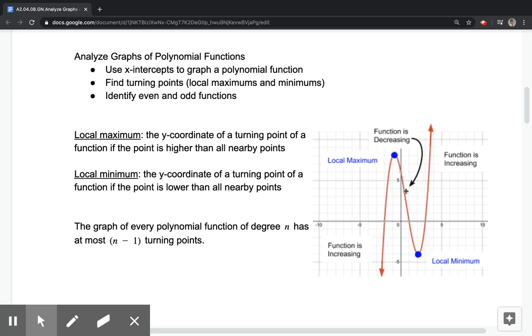The slope is decreasing all the way down until we get to the local minimum. At the local minimum, the slope is 0. And then the graph starts to increase again. And then it's going to increase all the way to positive infinity in the x value.